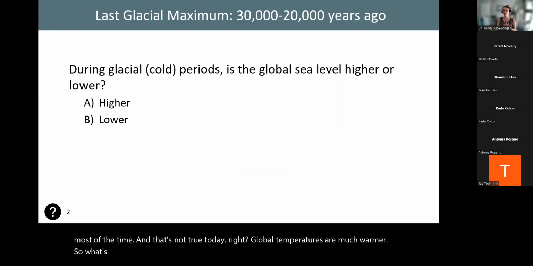So what's happening during our global ice ages? What is happening to the sea level? Is it increasing, decreasing?